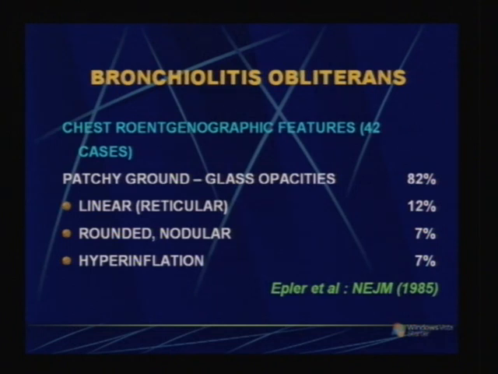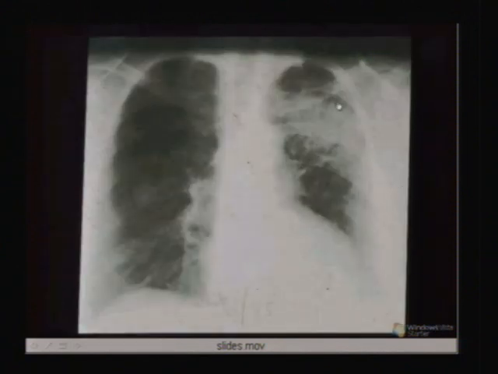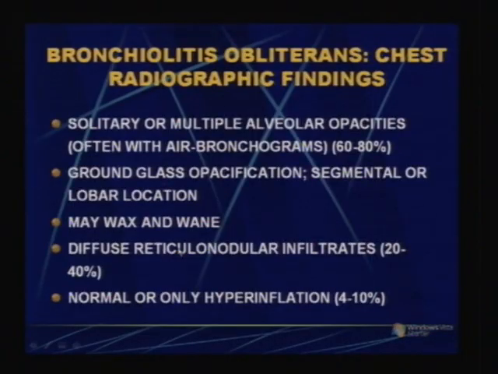You can also have linear reticular shadows or round or nodular shadows in some cases, but in majority of these cases you can have multiple opacities which are peripheral consolidation like pictures, which can come and go. The opacities may last for few weeks, and if you repeat an X-ray after some time, you may find a similar opacity coming on the other side. Then in some cases there can be a diffuse involvement of both the lungs. This is an atypical presentation of bronchiolitis obliterans.